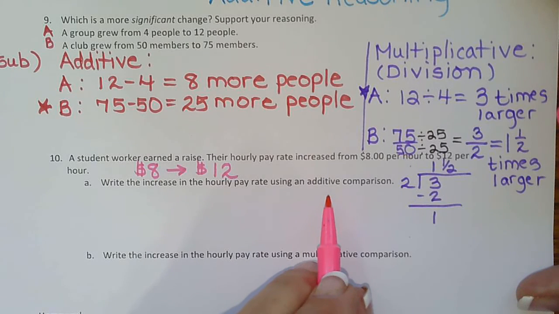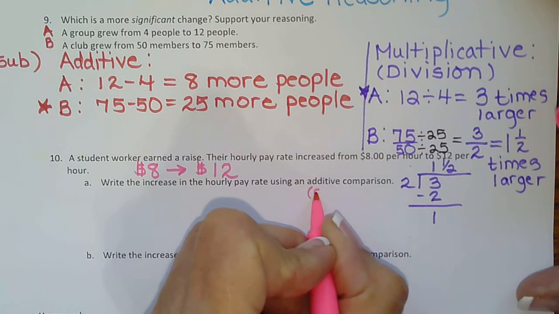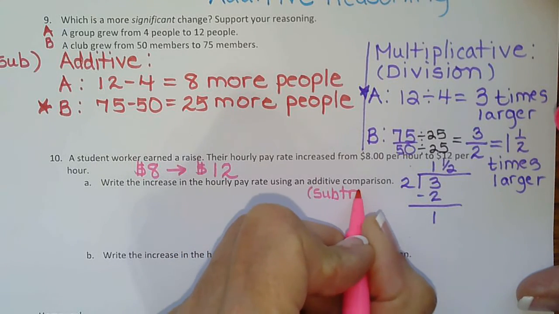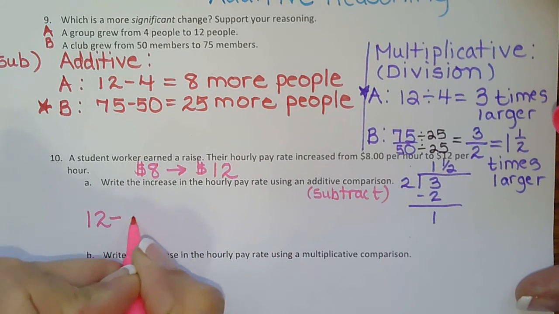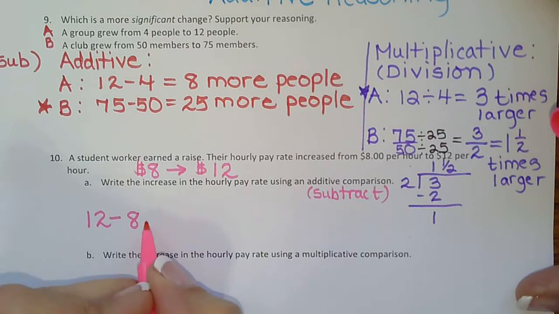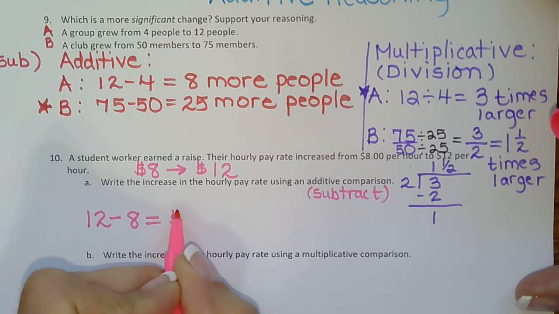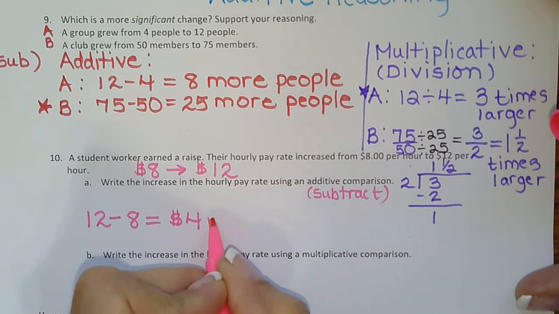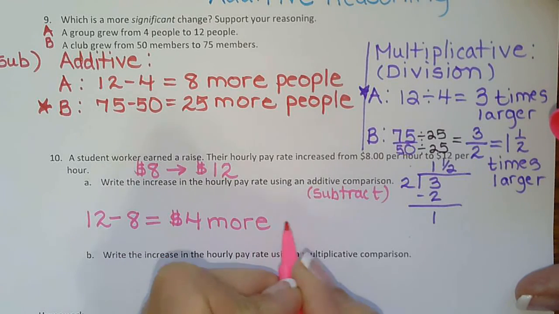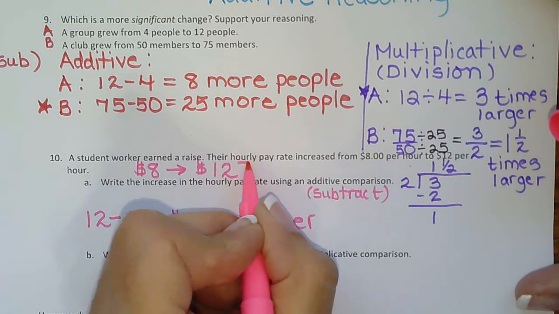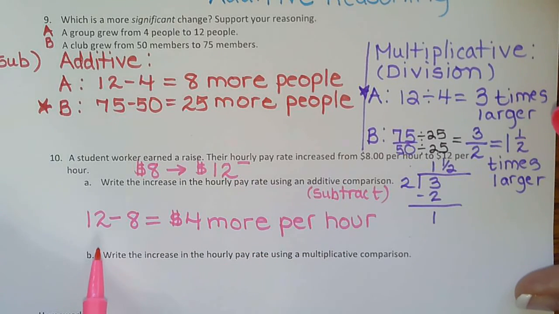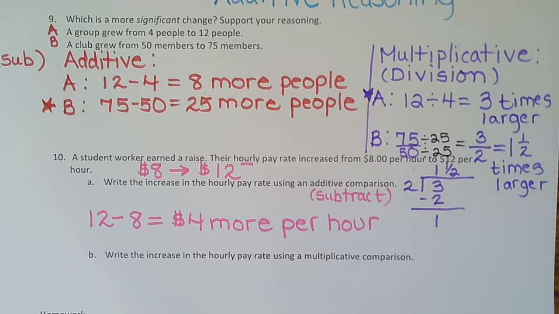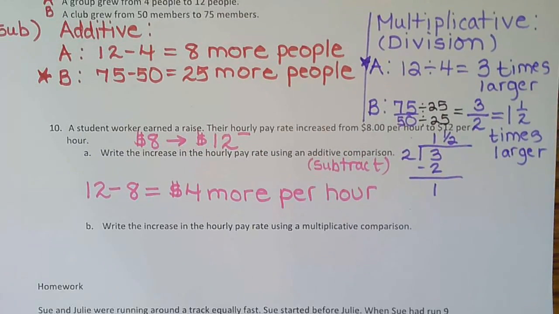So additive wants to know the increase. And remember, on additive, we subtract. So we would say 12 minus 8. And remember, on additive, we put the units in. So he's making $4 more per hour. So that student is making $4 more per hour. And that's using additive, which tells us to subtract, which we learned on the front of the page.